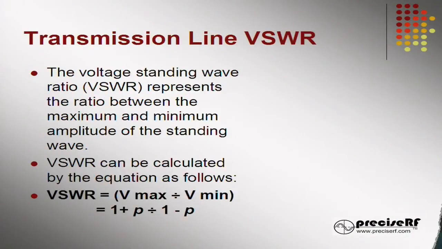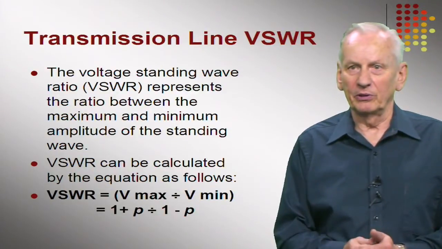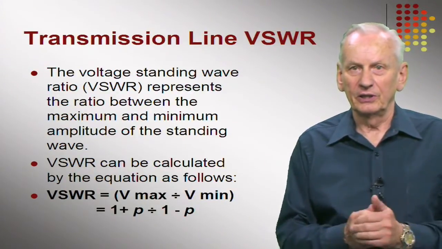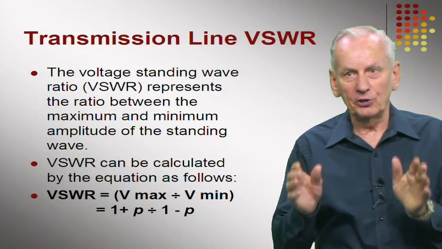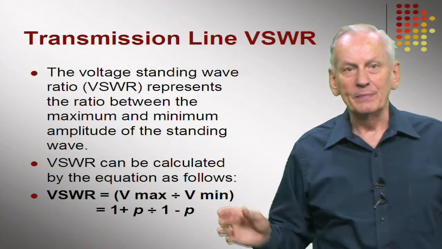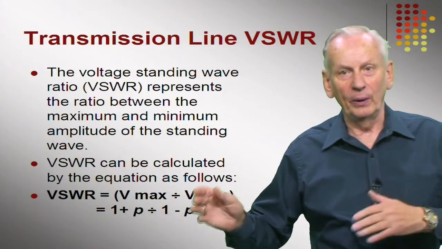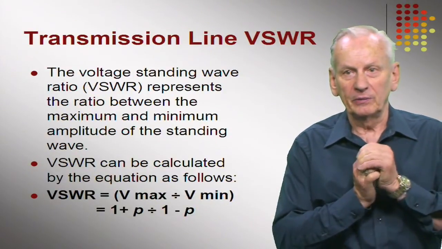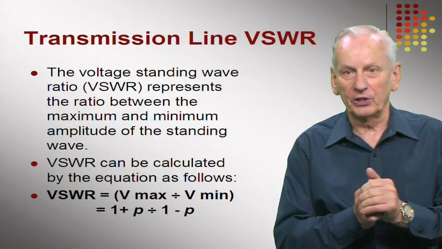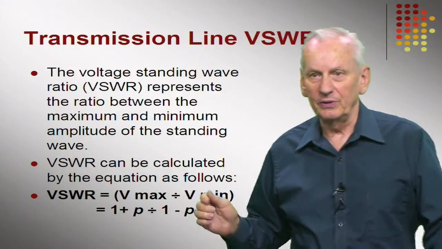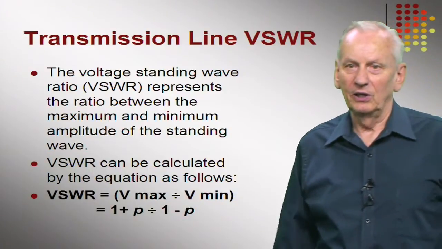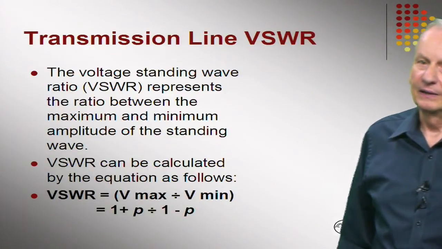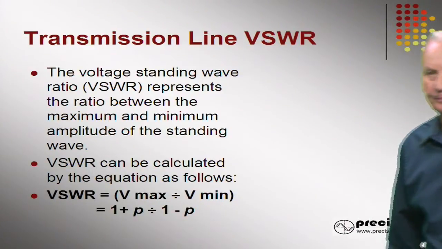Here's what every ham station has. They have a VSWR meter. Great device. The voltage standing wave ratio, VSWR, represents the ratio between the maximum and the minimum amplitude of the standing wave. VSWR can be calculated by the following equation. VSWR equals Vmax divided by Vmin, or in this particular case, 1 plus P divided by 1 minus P.